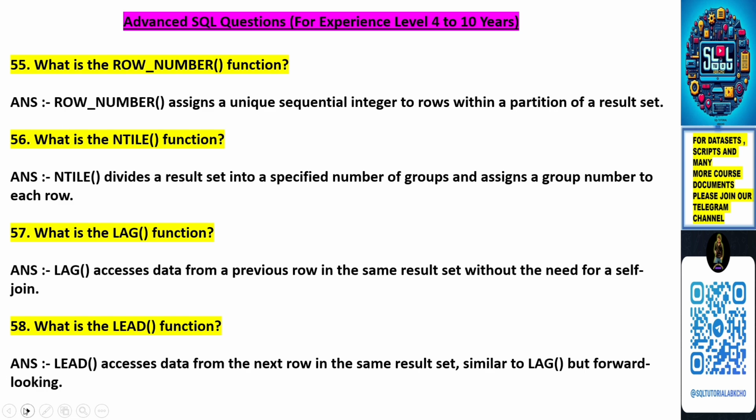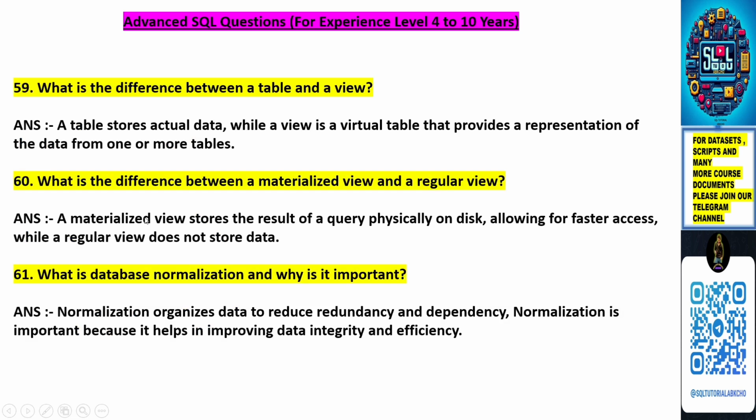So after 58th we have the 59th question. What is the difference between a table and a view? Okay, so the answer for this will be: a table stores actual data while a view is a virtual table that provides a representation of the data from one or more tables. So basically tables contain the actual data, whereas views are virtual tables that represent the data from another table, one or more tables.